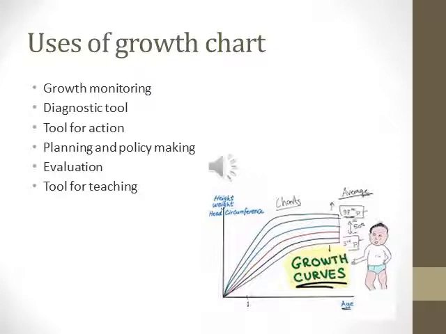Then the growth chart can be used as a tool for action. In particular communities or regions, there is a deficiency of a particular nutrient, like in some regions deficiency of iron is more common as compared to other nutrients. In some areas iodine deficiency disorders are more common. So the growth chart can be helpful as a tool for action.